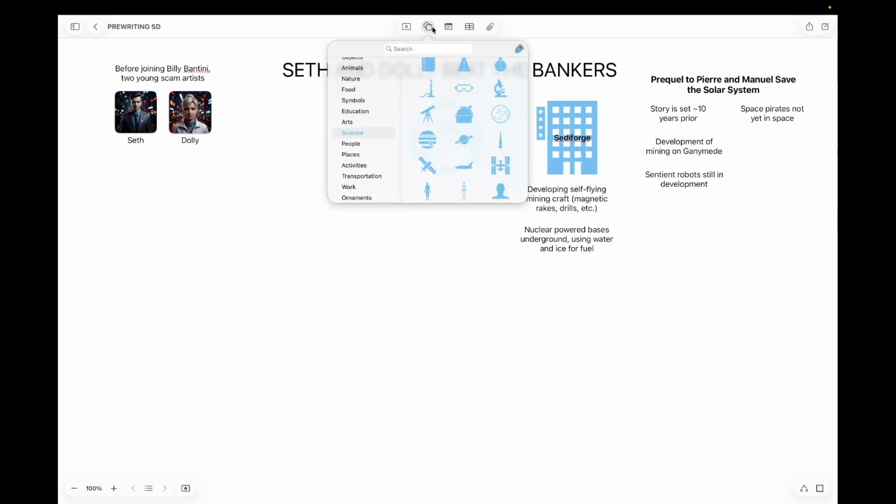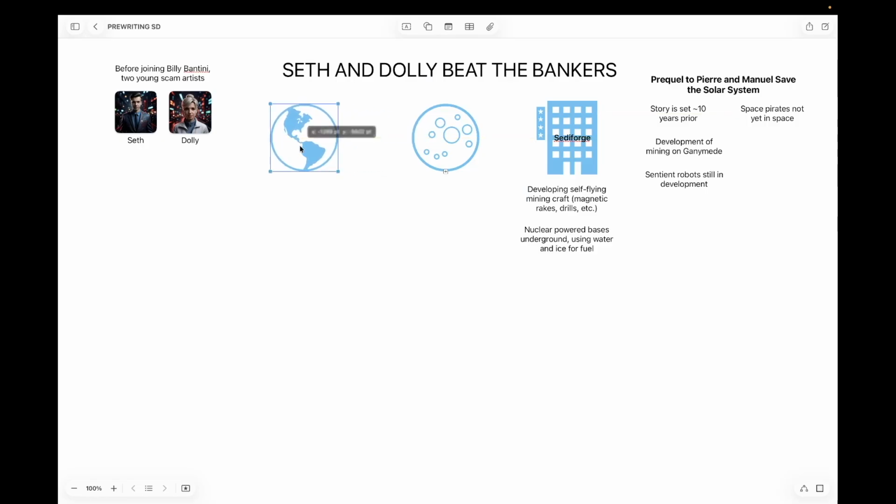Let me add another one here. Science. Is there a picture of Earth? Give me a symbol for Earth. Come on, you gotta have a symbol for Earth. No, how about places? Yeah, there we go. I got a symbol for Earth here. So we got Earth.